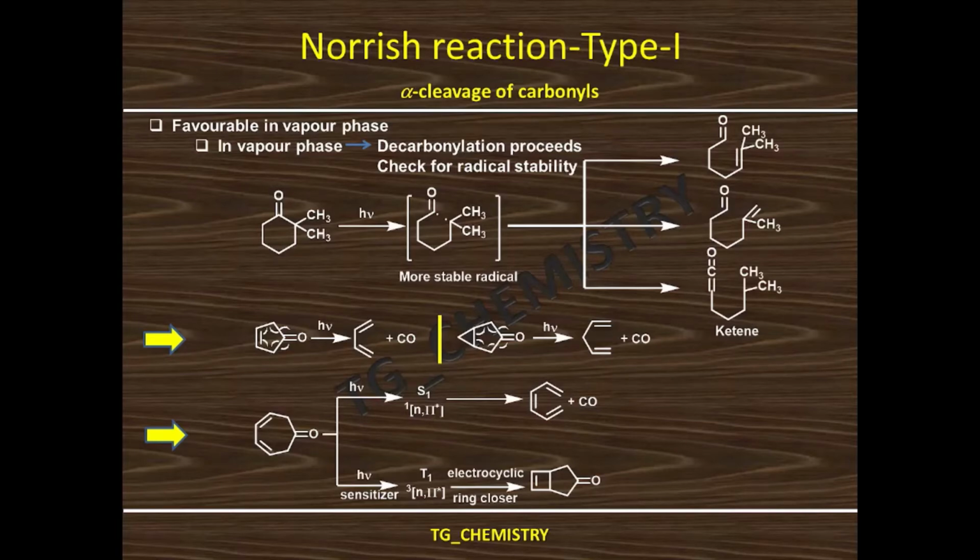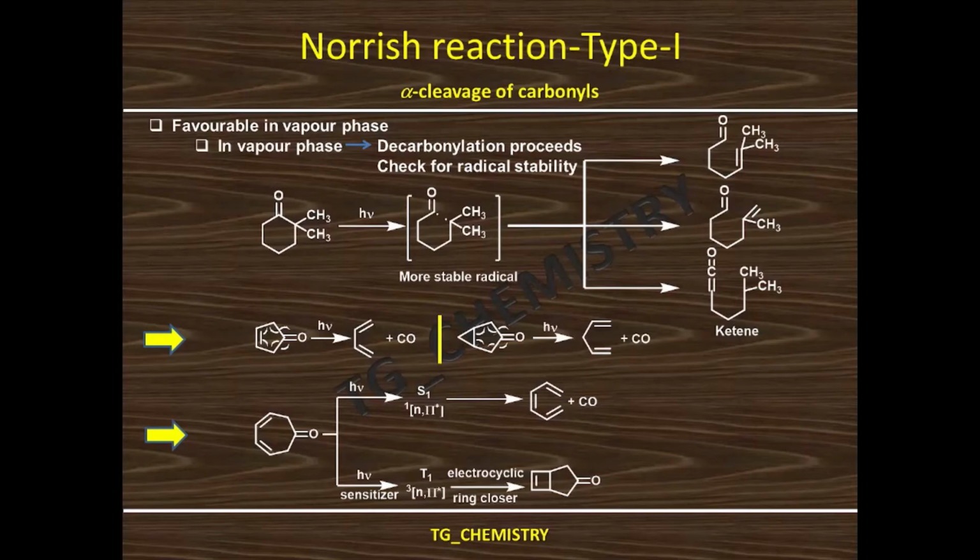Other examples are here also, where the cyclopentenone can cleave and yield the butadiene system upon the decarbonylation process. You can see a carbon monoxide molecule is the product as well. Similarly, in the second example, the cyclopropane-fused cyclopentenone upon photoirradiation produces a divinylmethane kind of substrate, and decarbonylation also proceeds in that case.